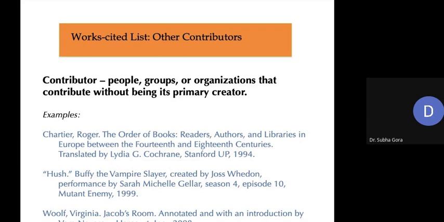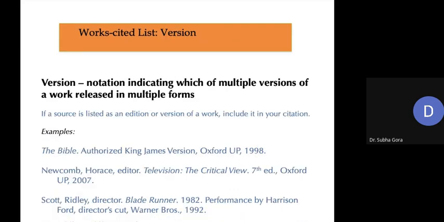And occasionally you may also list a key contributor in the author element, if the focus of your work is on that contributor. In such cases, what do you do? Especially in the case of translation choices, the primary author would be moved to the contributor element, preceded by the label "by". All right. I have given the examples here. So always remember this if you are using translated versions.